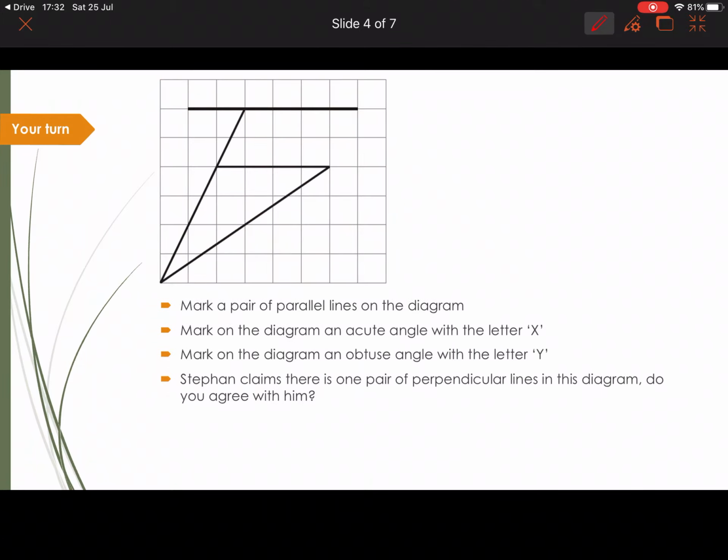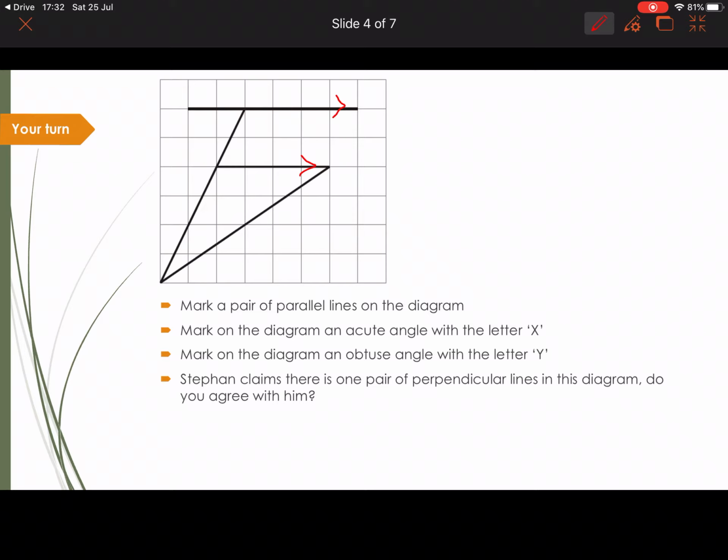Here's another question. Press pause and have a go, and when you're ready for the answers, press play. The first question asks you to mark a pair of parallel lines on the diagram. Now, this one here is parallel to this one here. They are the same distance apart and will never touch.